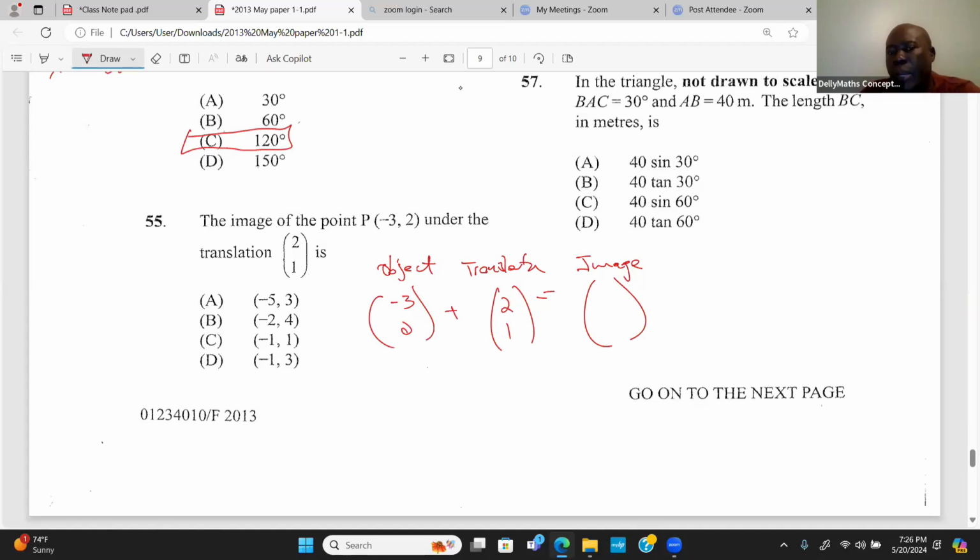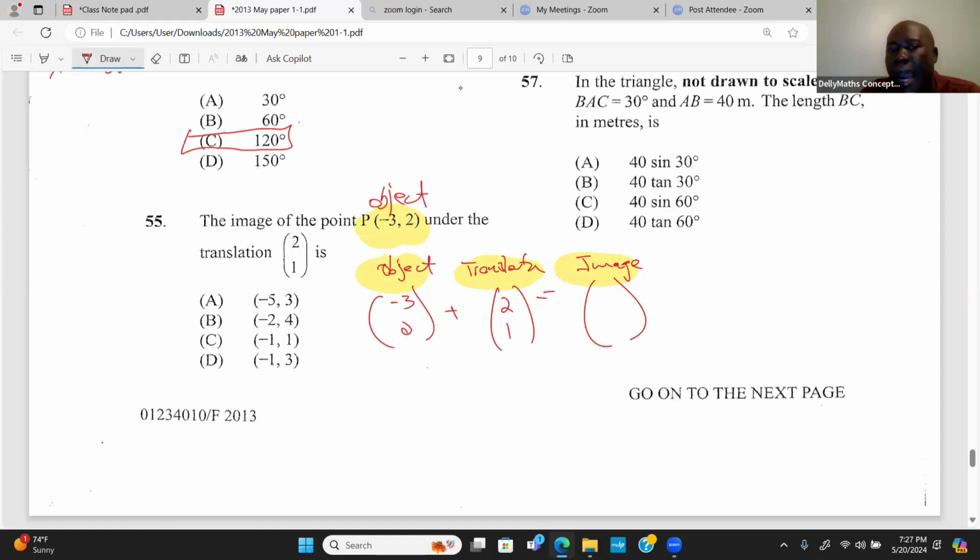So remember now, object plus translation gives image. When you read it, you have to be careful. If they don't give you the object, you can't put it like it is the object. This is the formula. Object plus translation gives image. Because it says the image of the point, that means this is the object then. So this is the object.